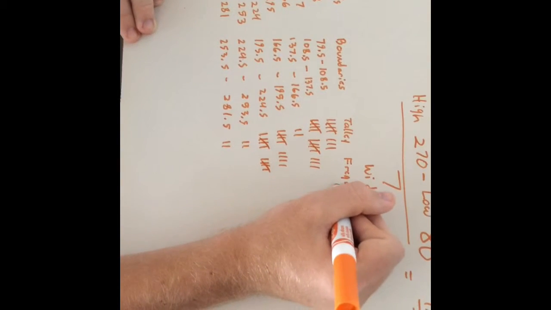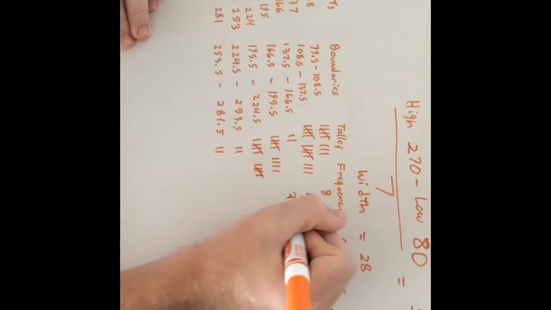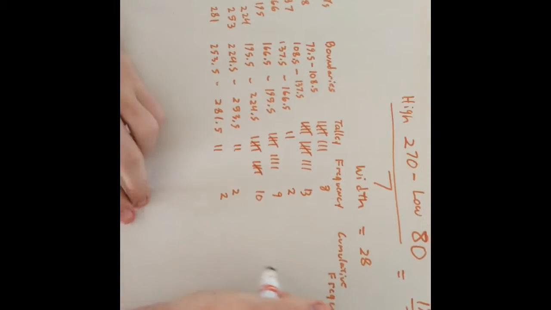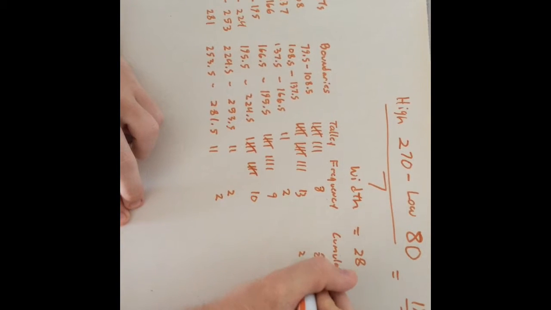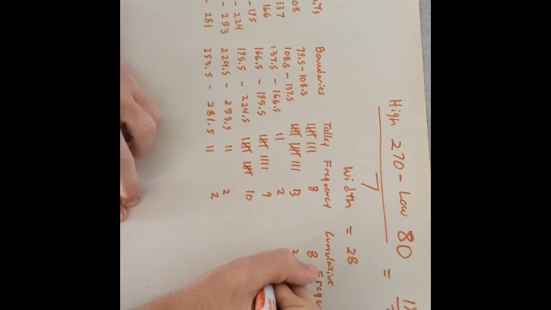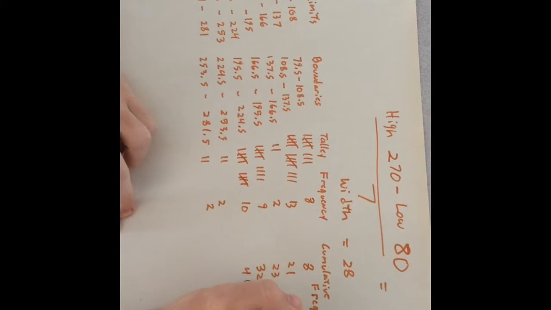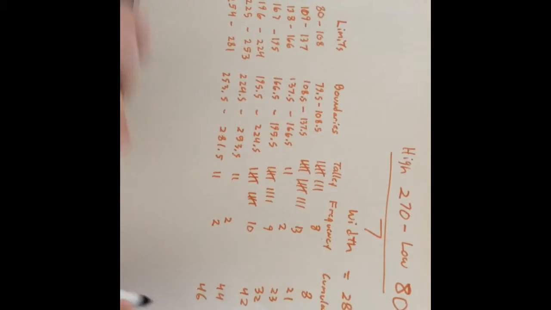The frequency is just the written numerical value that goes along with the tally. And last is the cumulative frequency, which is just a frequency added up until you get the total number of test subjects that you started with, which in this case is 46.